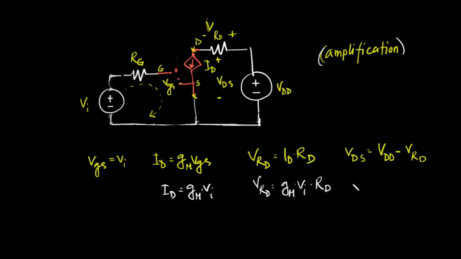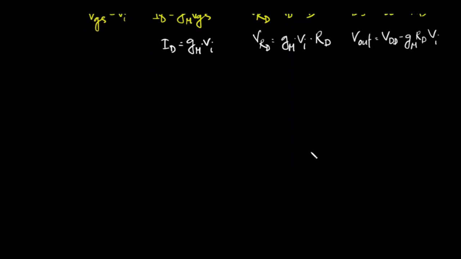This will be our VRD, and again putting in the value of VRD, we get VDS. Our VDS is our output voltage, so Vout equals VDD minus Gm Rd Vi. Let me just write this expression out quickly. The expression that we got is Vout equals minus Gm Rd times Vin plus VDD. Simple as that.